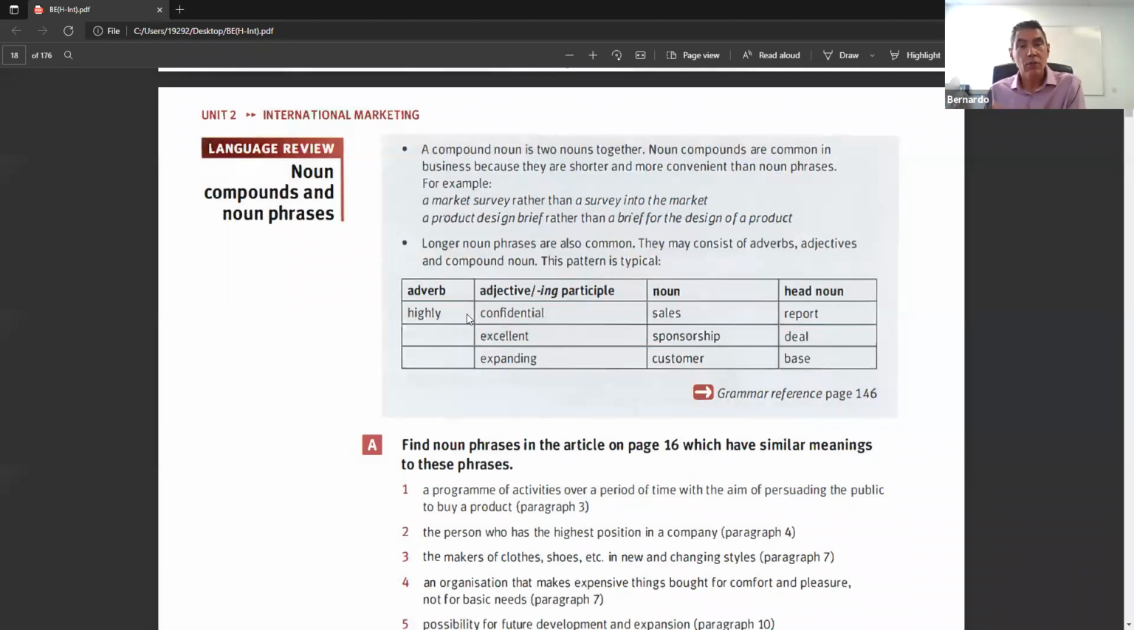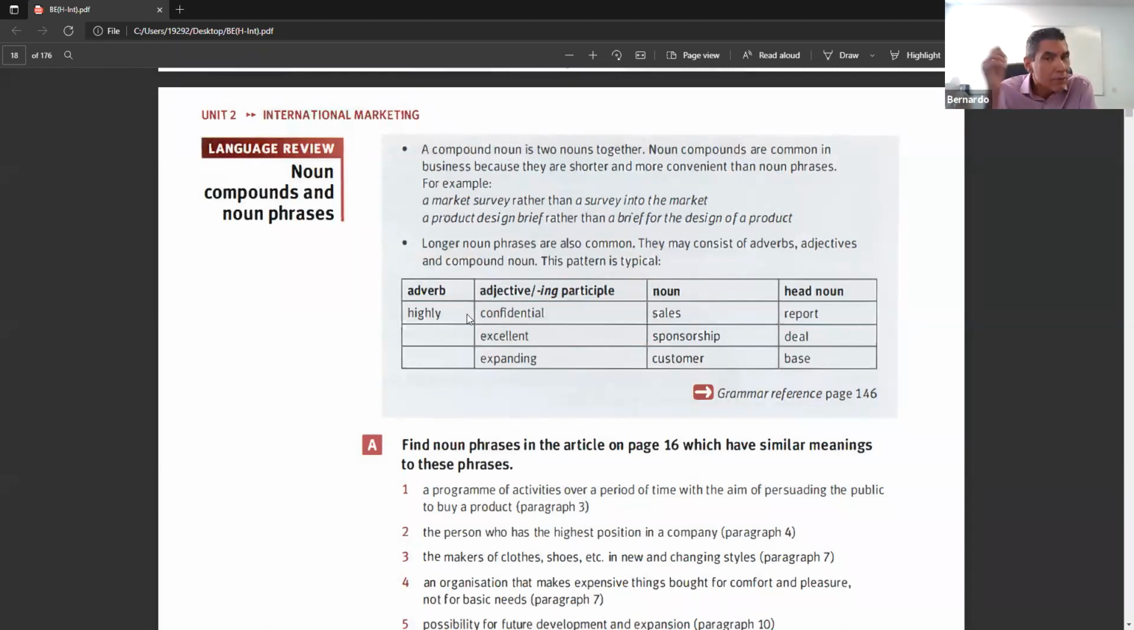Every word is trying to describe the next part of speech, right? Highly. What do you mean by highly? Confidential. Oh, highly confidential. What's highly confidential? Sales. Oh, highly confidential sales. Well, what about it? It's a report. Oh, I understand now. Highly confidential sales report. What kind of report? Sales. Is it confidential? Yes, because that's the adjective describing sales. How confidential? Highly confidential. So as long as you follow that order, one, two, three, four, you're going to be fine.